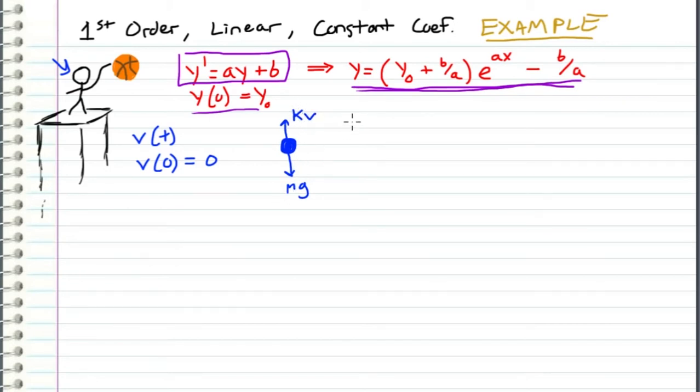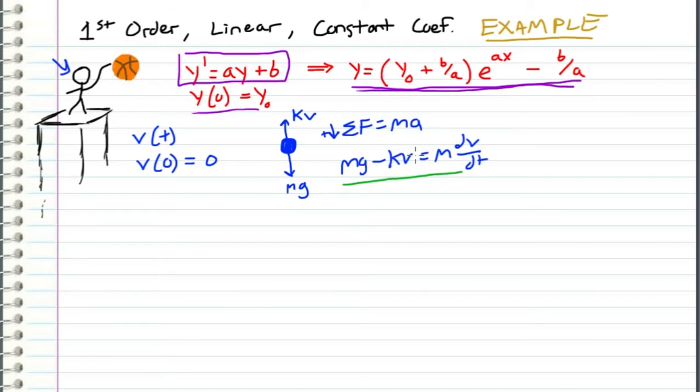And from Newton's second law, we know that the sum of the forces is equal to mass times acceleration of an object. So in this case, the sum of the forces in the positive downward direction would be mg minus kv is equal to ma, where a is the change of velocity with respect to time, or dv/dt. So this is our differential equation that models the free fall of this basketball.